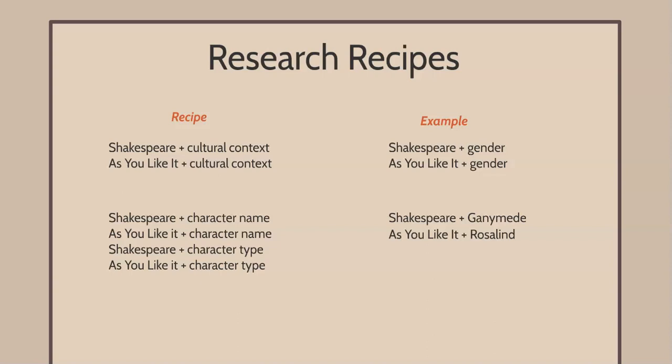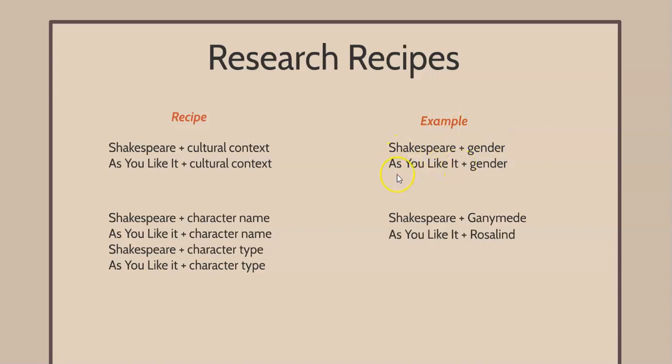I like to call them research recipes, and on the left-hand side you'll see some sample recipes, and on the right side you'll see some examples. One of the great things about literature research is you know something. You know the author and the title, and that's going to take you really far into your research. So for example, the first research recipe is Shakespeare plus a cultural context, or As You Like It plus a cultural context. And so for example, if I had chosen idea 1, I could do Shakespeare and gender, and then even As You Like It and gender.